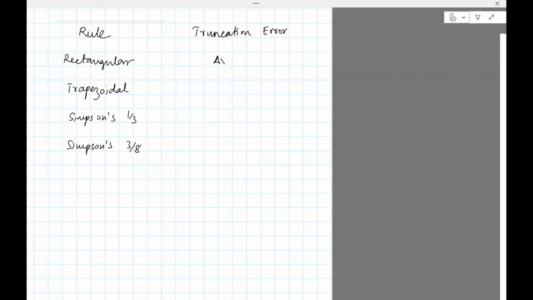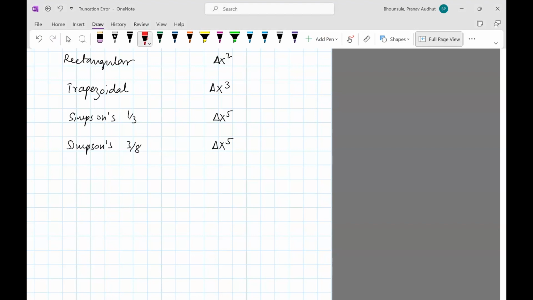Okay, so the truncation error we just wrote down for the rectangular rule is proportional to delta x square. Turns out that the truncation error for the trapezoidal is delta x cube. The truncation error for Simpson is delta x raised to 5, and then the 3/8 is the same, delta x raised to 5. It's actually kind of comparable with 1/3.